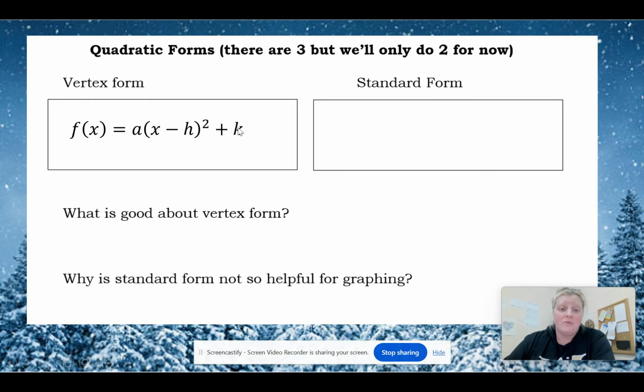You know exactly where the vertex is. If you recall, vertex is located at h, k. So when you move sideways and then up or down, you'll be at your vertex. So it's very quick to find the vertex. Standard form, on the other hand, hides the vertex. You cannot see h or k in this formula. So that makes it very difficult to graph.